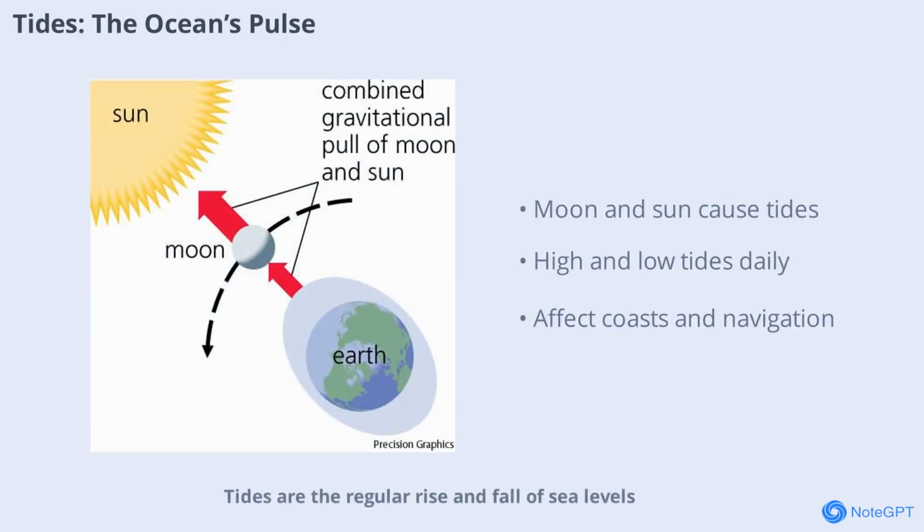Tides are the regular rise and fall of sea levels caused by the gravitational pull of the moon and sun. The moon's influence is stronger due to its proximity, leading to daily high and low tides. Tides play a crucial role in coastal ecosystems, navigation, and human activities. Understanding tidal patterns helps predict flooding, plan harbor operations, and manage marine resources.